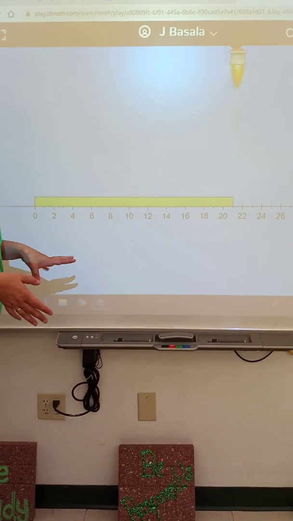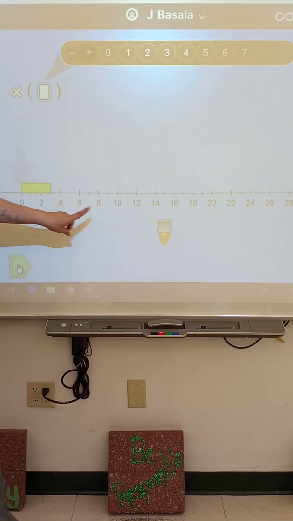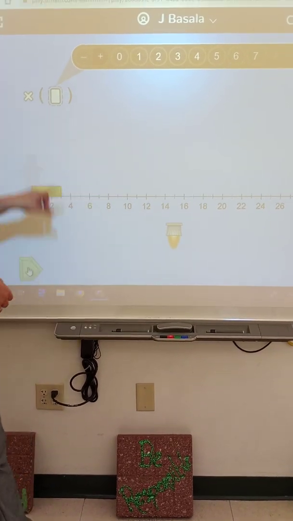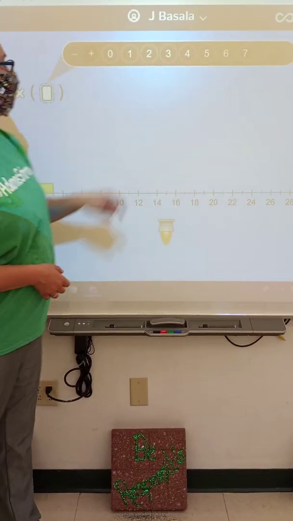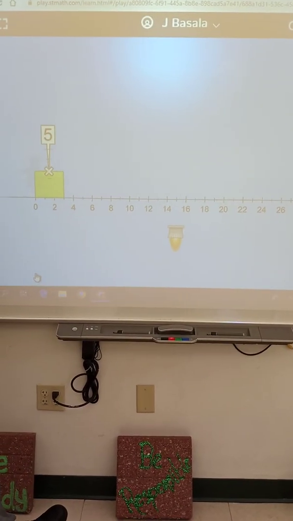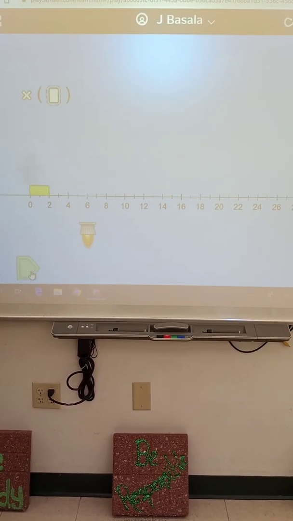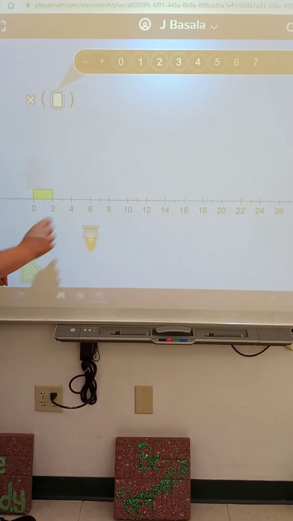So I think it just starts with whole numbers. 3, 15. 3 times 5 is 15. So the first level is only whole numbers. 2 to 6 times 3.